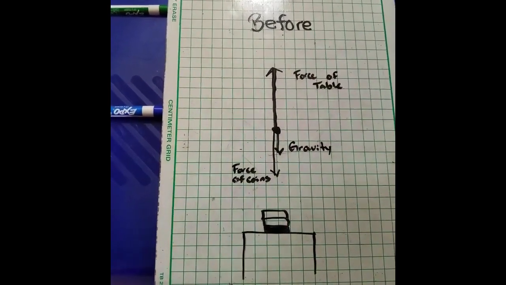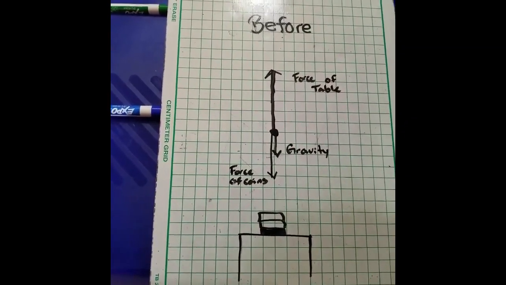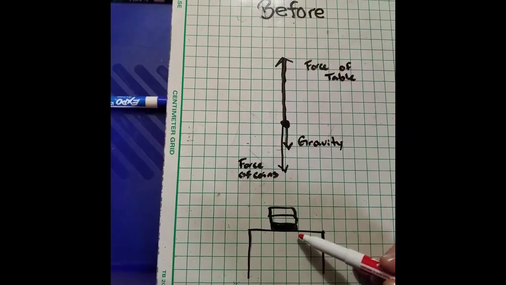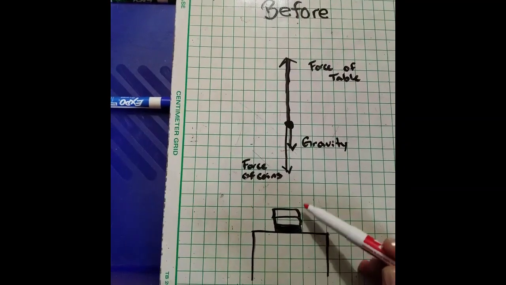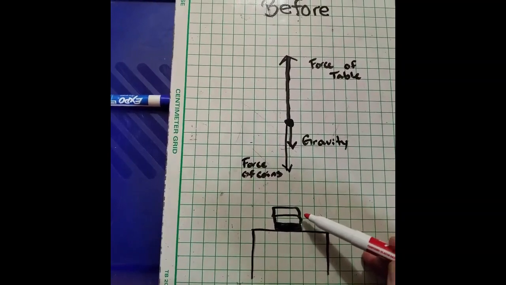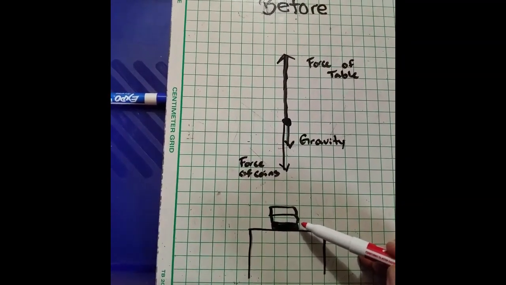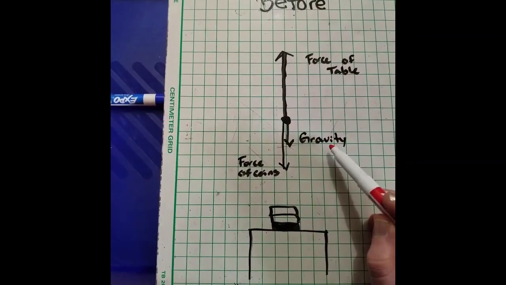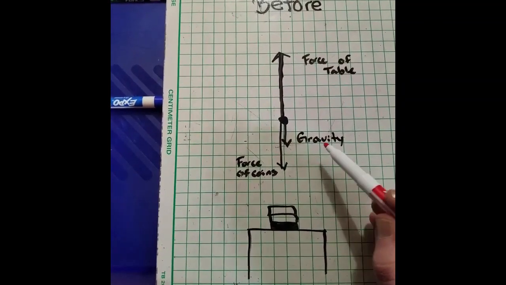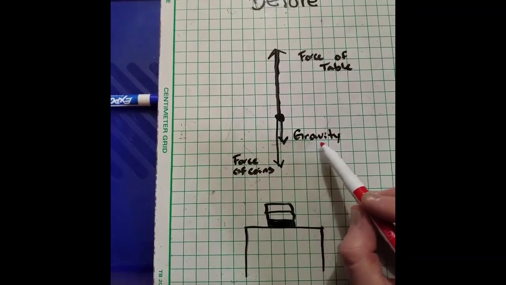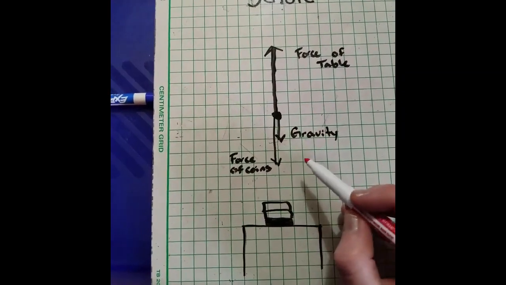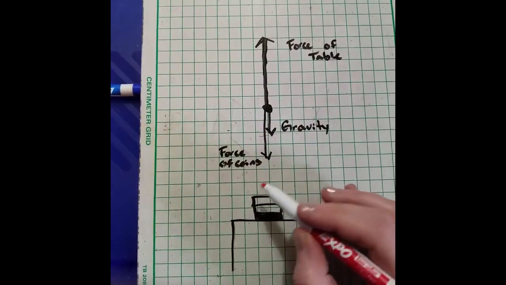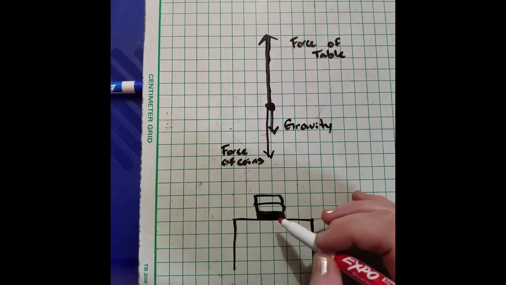So, looking at the before situation. We have a coin that's sitting on a table, and we have a contact force of the table pushing up on the coin. We have a contact force by the coins that is pushing down, and we also have what right now I'm labeling as gravity. Later on, in different examples, this will be labeled as weight. So everything here has to be balanced because this object is at rest and forces must be balanced.